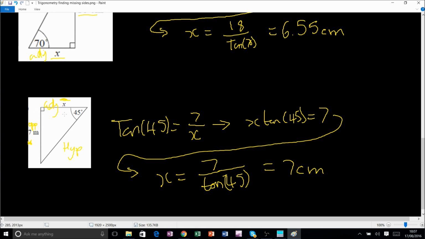isosceles triangle. Okay, and you could have known that, because you know that's 90, that's going to be 45, and if that's 45, that's going to have to be equal to 45 as well, because angles in a triangle have to add up to 180 degrees.